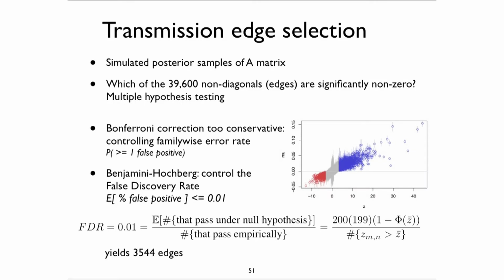And we wanted to really analyze the transmission edges, or these influence edges in this A matrix. And so we've simulated a number of posterior samples. And the question is, which of these non-diagonals, these edges, are statistically significantly non-zero? And so this is a multiple hypothesis testing problem. And in multiple hypothesis testing, the simplest approach that people usually use is Bonferroni correction. In this case, it's too conservative.